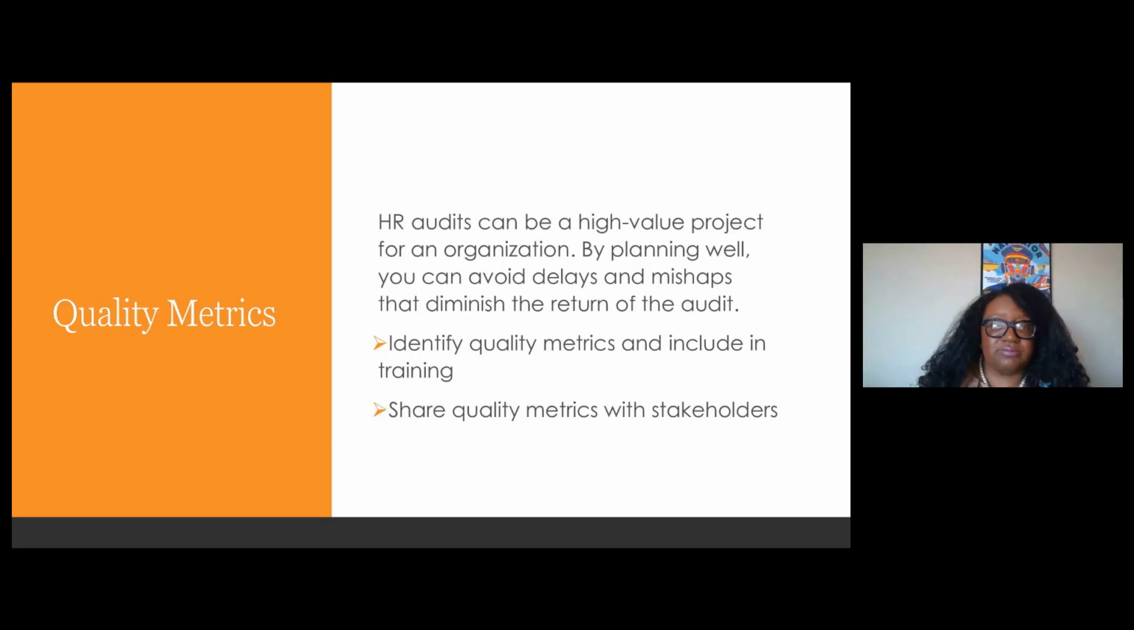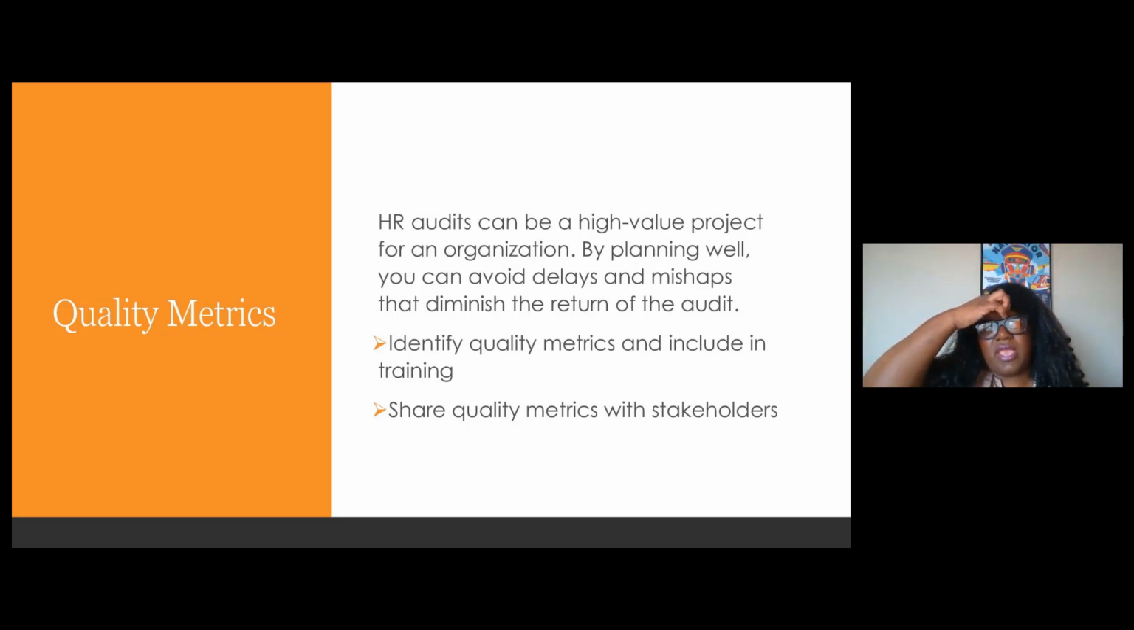Quality metrics. HR audits can be high value projects for an organization. Remember, we talked about the benefits of diversity, equity, and inclusion. They improve and increase positive student outcomes. That is based on research. If you're a company trying to make money, it improves your profits. It improves the culture of the organization. So there are lots and lots of benefits.